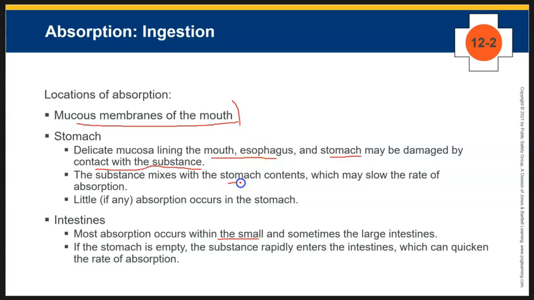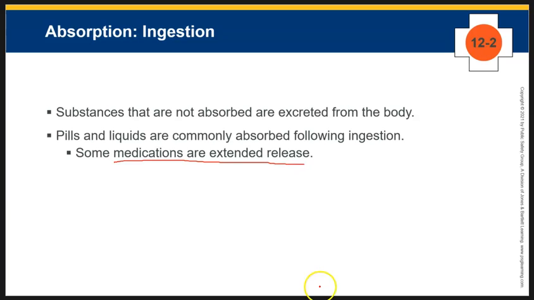Now if the stomach is full, it can slow the rate of absorption. Remember, little absorption will occur in the stomach. That is not its job. It's principally digestive. Absorption occurs where we have that high surface area in the small intestine and somewhat in the large intestine as well. If the stomach is empty, we'll move the substance more quickly to the intestines and speed up the absorption. Substances not absorbed will be eliminated from the body.